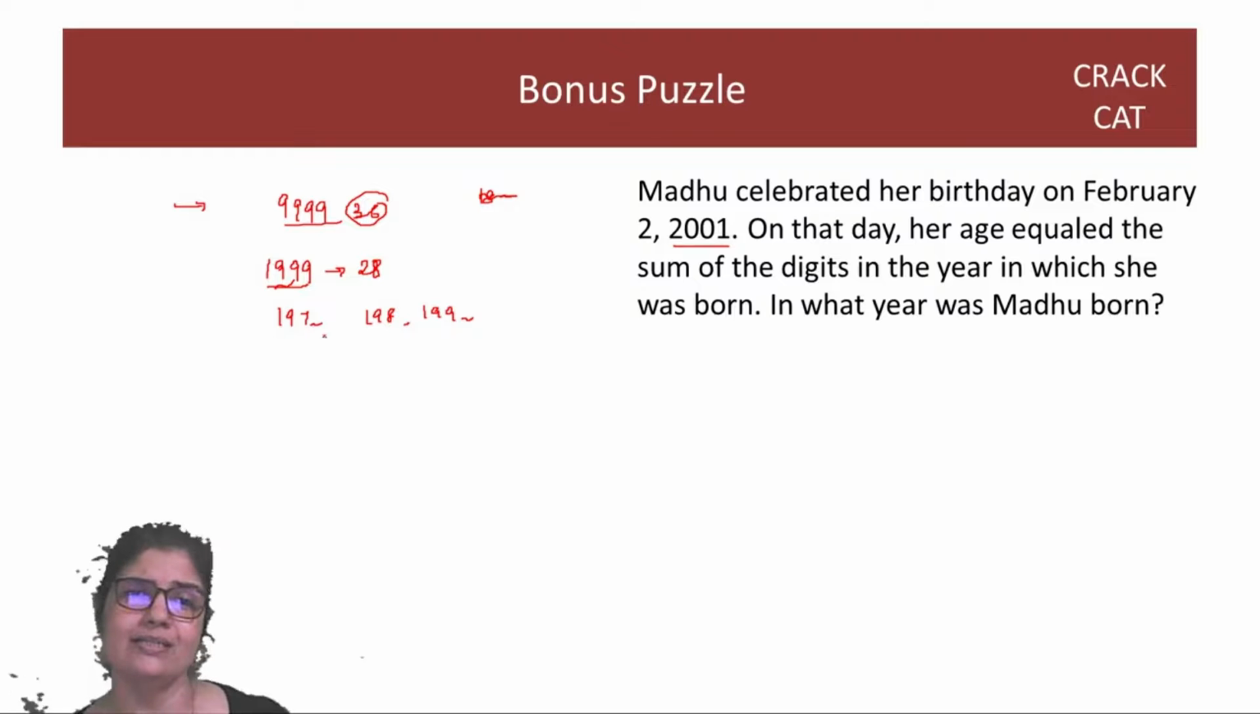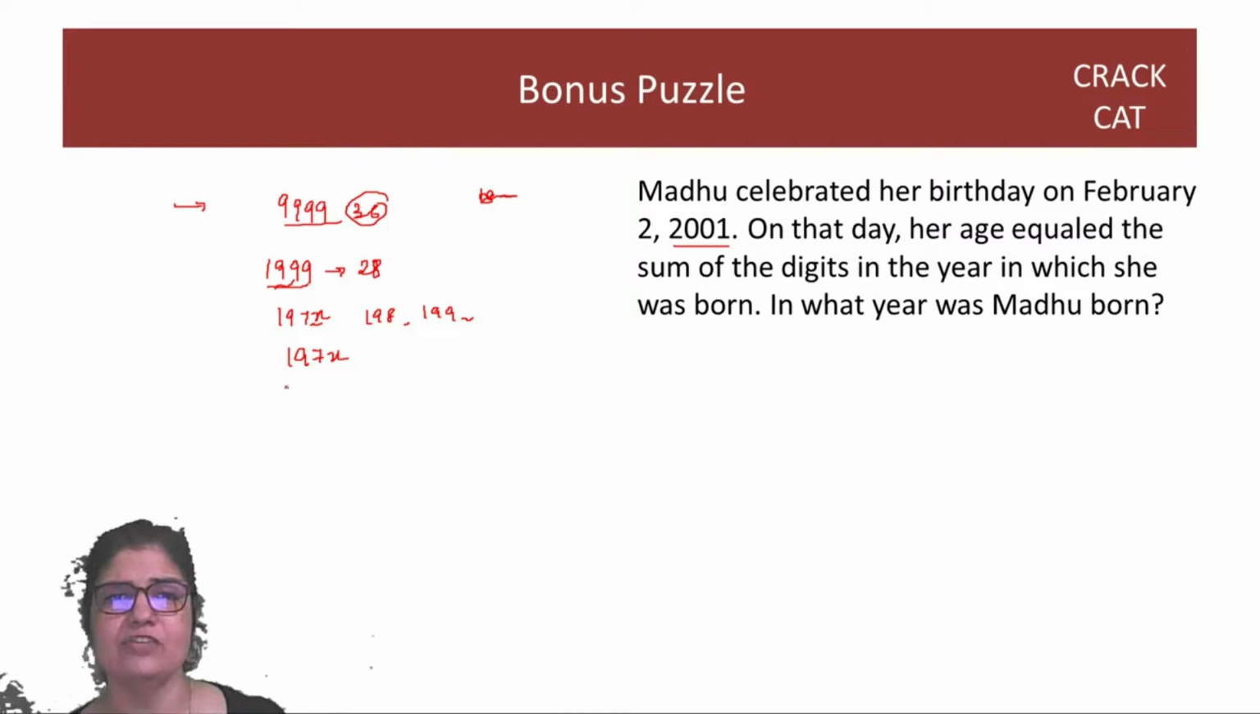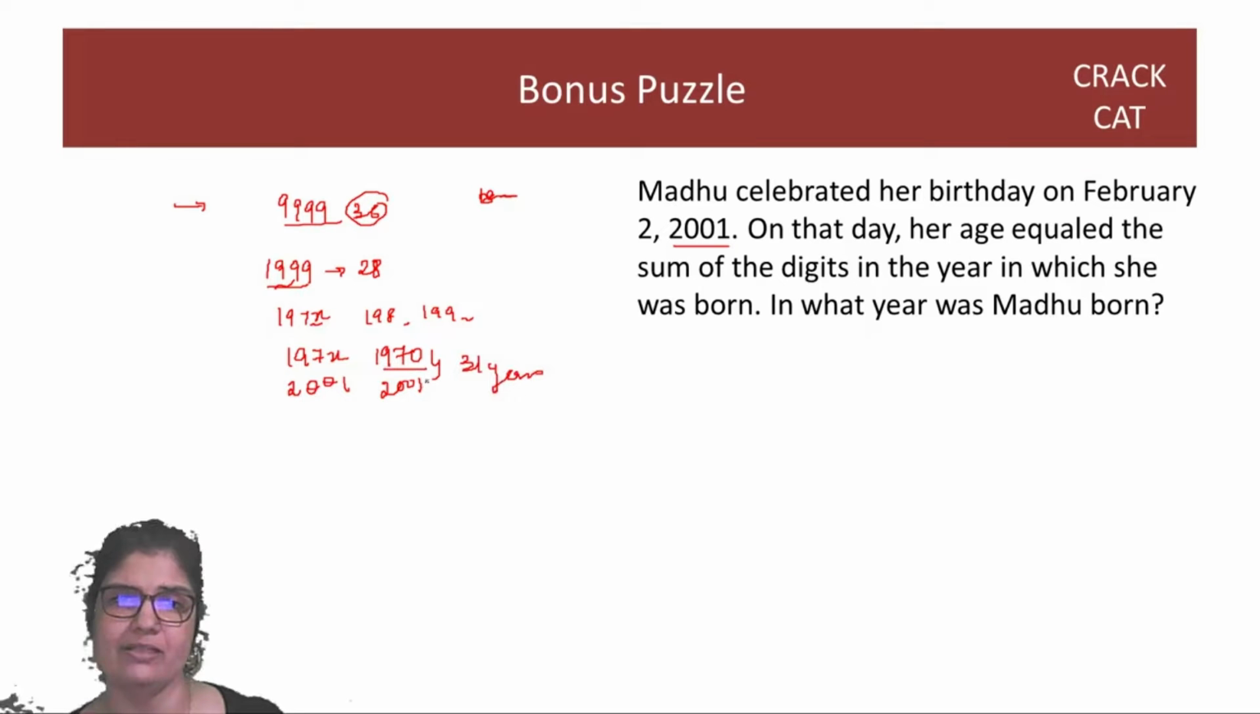So let's consider the 1970s. Let's say she was born in 197X. Now, what's the difference between 197X and 2001? I'm looking at the difference between 1970 and 2001. That difference, guys, is 31 years. So if she's born in 1970, in 2001 she will be 31 years. Obviously, this sum is not 31, so she's not born in 1970.